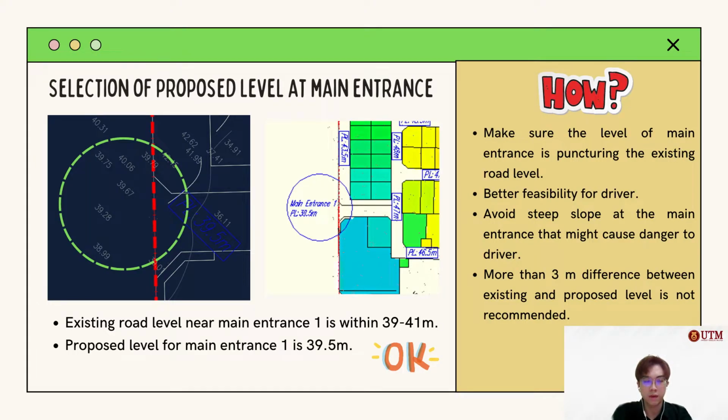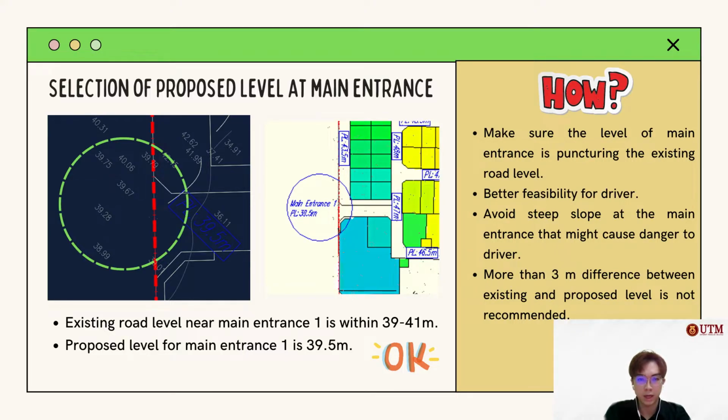Selection of proposed level at main entrance. By looking at the left figure, the existing road level near main entrance 1 is between 39 to 41 meter, and our proposed level for main entrance 1 is 39.5 meter, so it is acceptable. How do we make the selection?